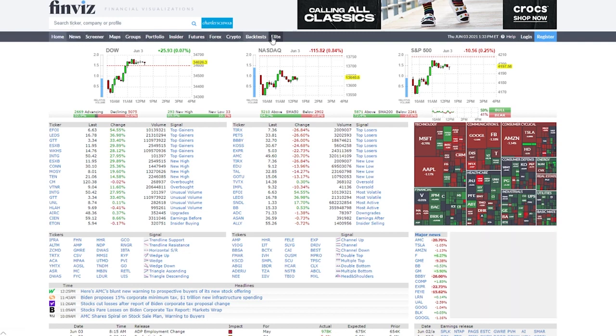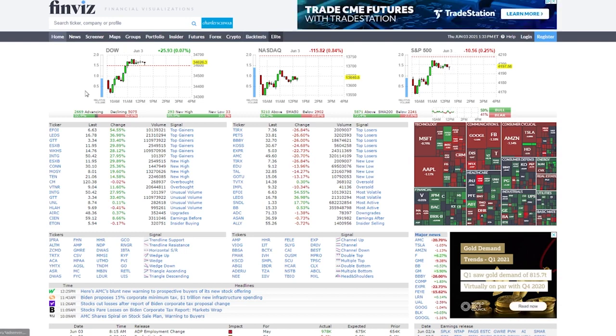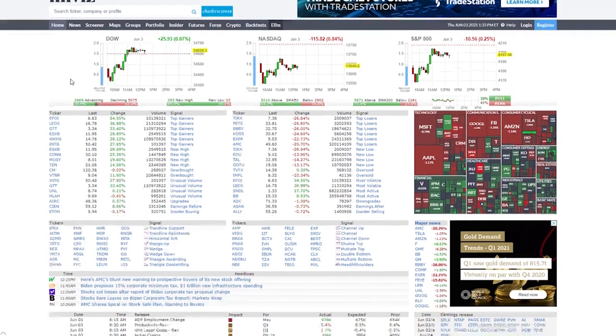There's a lot on this page, but first off on the top, you can see you could search tickers. We have all the tabs. You can go through these. I'm going to try and go through these because we have a lot of websites to go through, but this is Finviz. You can search the ticker, you can go through these tabs. Right here shows the 3 different markets, the Dow, the NASDAQ, and the S&P 500. You can see how they're all trading.